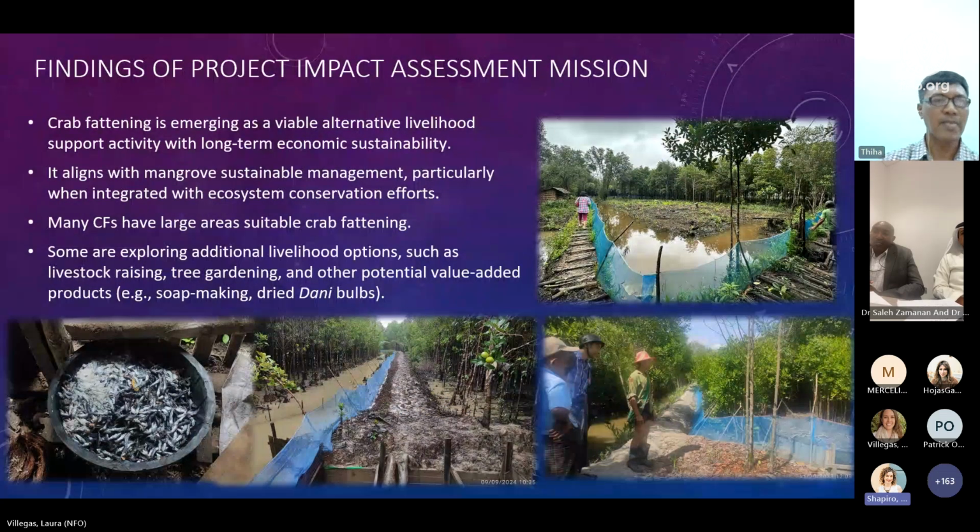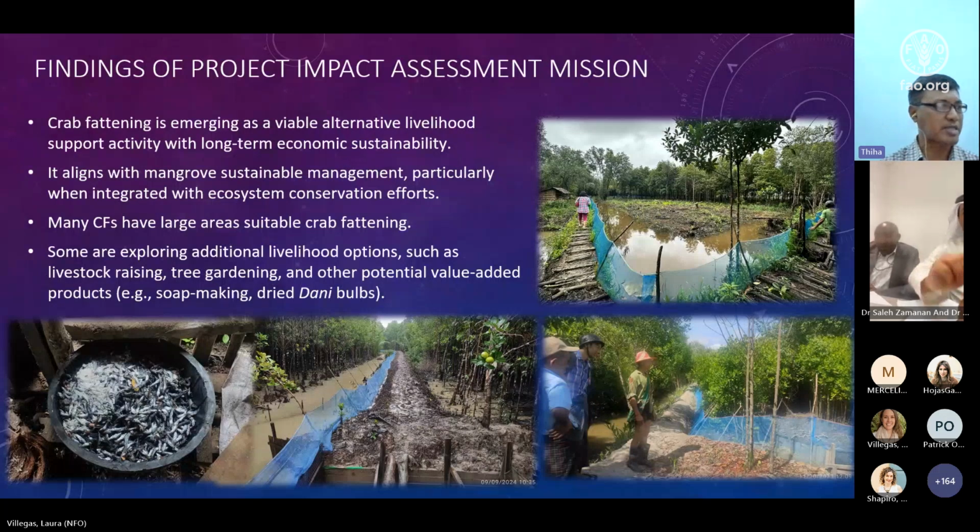Okay, thanks. We also had the project impact assessment mission recently in early September. All the communities confirmed that crab fattening is an emerging viable livelihood option with potential economic sustainability. But they also raised issues such as the shortage of young crab. They also mentioned that they would like to pursue additional livelihood support activities such as making soap and drying the nipa bulbs. Next, please.